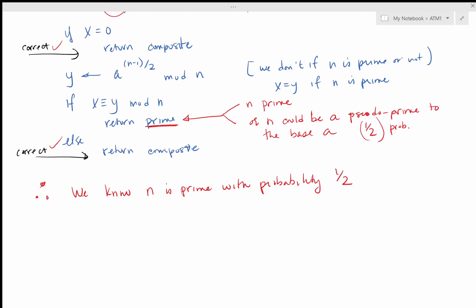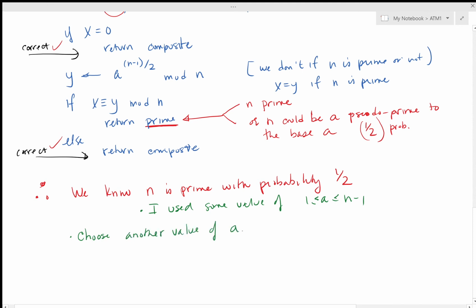So what you want to do now is, okay, I know n is prime with probability 1/2, and I used some value of a between 1 and n minus 1. So now what I do then is I choose another value of a. And I keep my n because this n is so far not rejected in some sense. I choose another value of a. I keep the value of n. Okay, and I run the algorithm again.